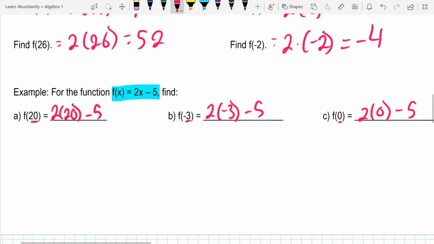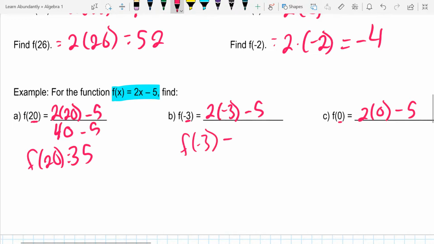We're going to go ahead and do the math real quick. We're going to use order of operations. We multiply, then subtract, and I end up with 40 minus 5, and so that's 35. So f of 20 equals 35. If I do f of negative 3, when I plug in negative 3, what do I get out? And I get negative 11, because those both end up being negative. And if I plug in 0, f of 0 is negative 5.